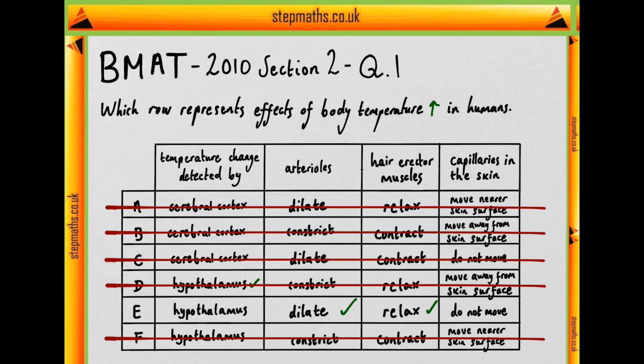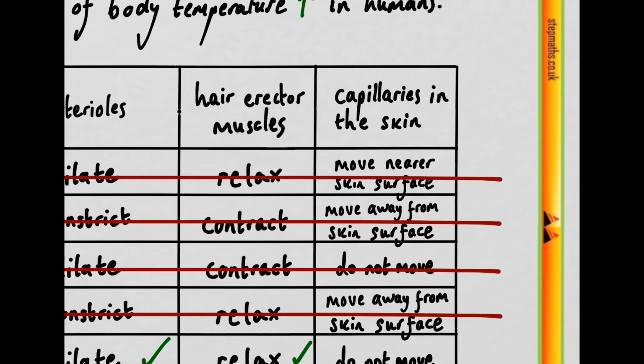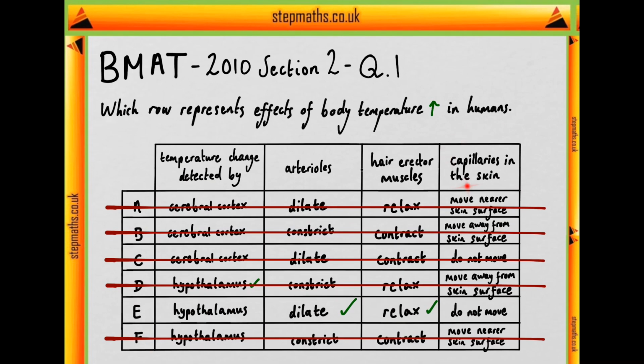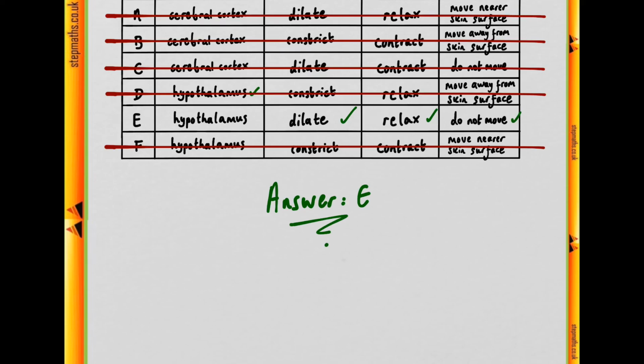Moving on to capillaries in the skin, well, our other options appear to be either to move nearer the skin surface, move away from the skin surface, or do not move. Well, capillaries themselves are not motile. They can't move. They are simply narrow, small blood vessels whose blood flow is controlled by vessels like arterioles, which can be modulated by the nervous system, as in the case of temperature rises. So capillaries themselves can't move. They can have their perfusion changed by arterioles. So we can say our answer is row E, and that's the answer to the question.